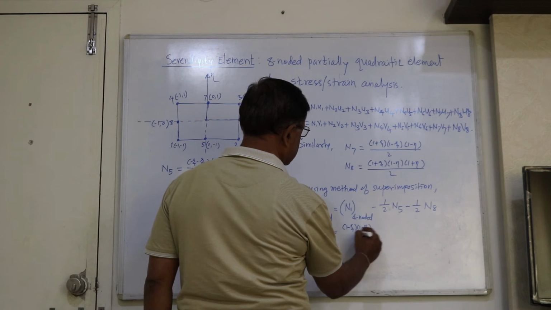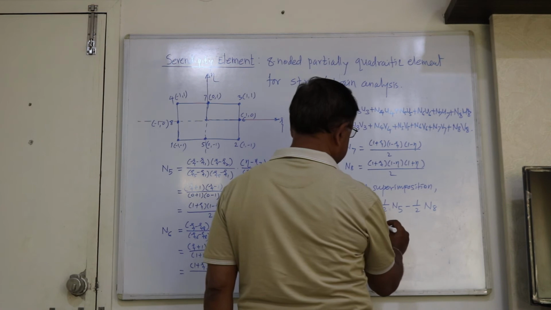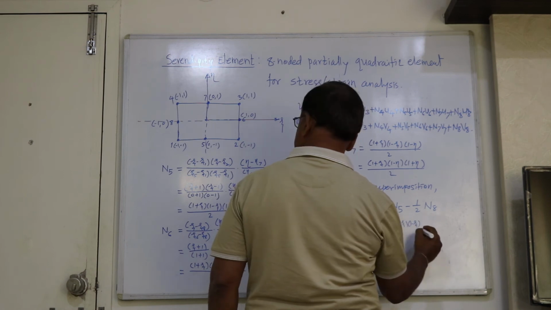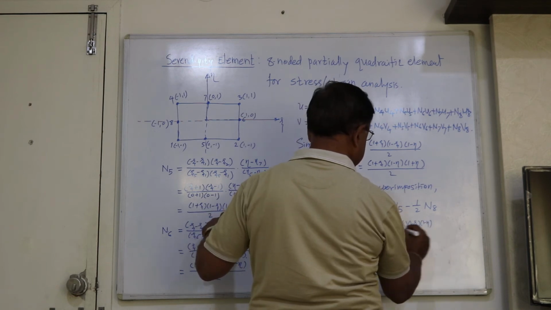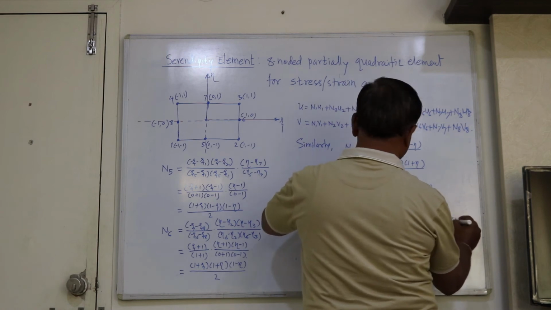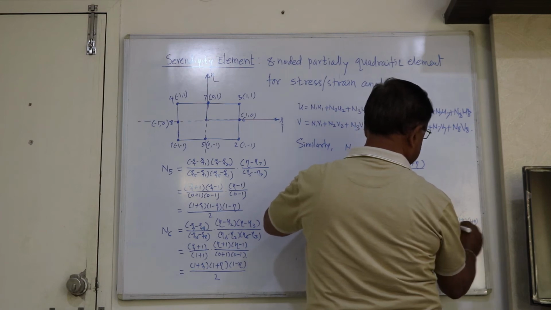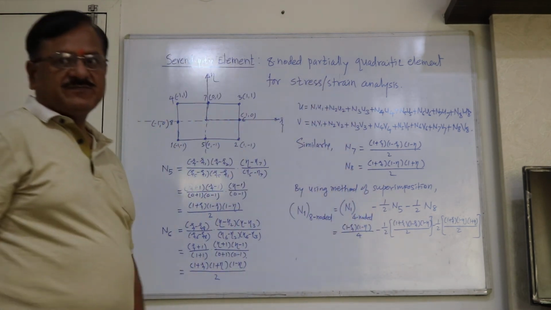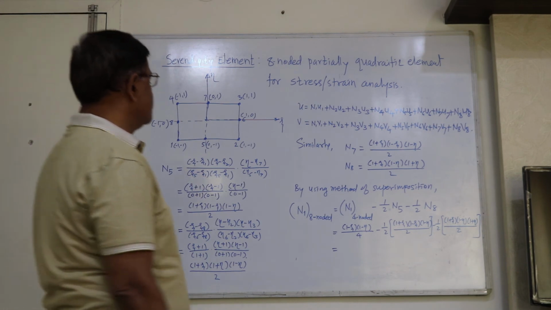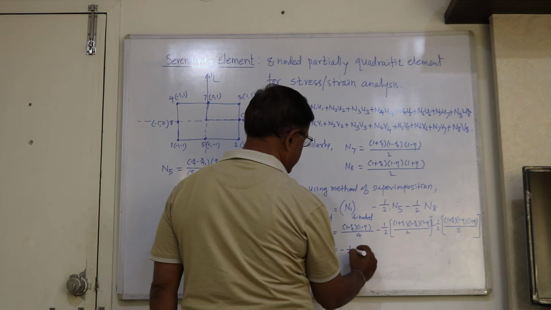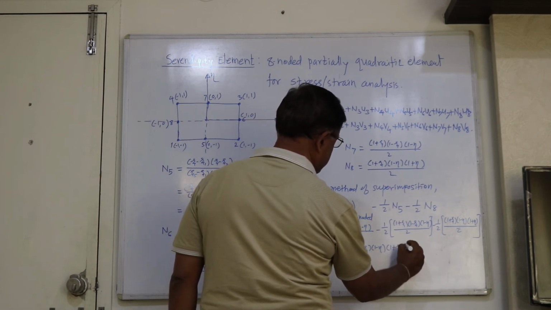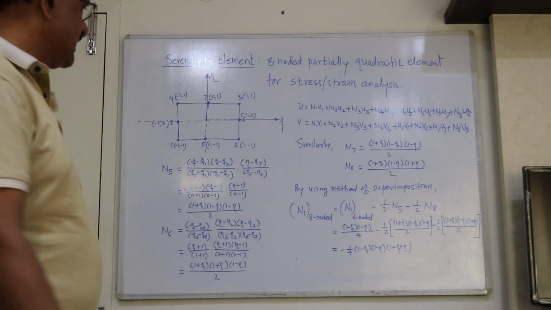Minus 1/2, now N5 we know, N5 is (1 plus xi)(1 minus xi)(1 minus eta) divided by 2, minus 1/2, N8 is (1 plus xi)(1 minus eta)(1 plus eta) divided by 2. So after simplifying this, what we get is N1 for 8 noded element, and this comes out to be minus 1 by 4, (1 minus xi)(1 minus eta)(1 plus xi plus eta). So this will be N1 for 8 noded element.